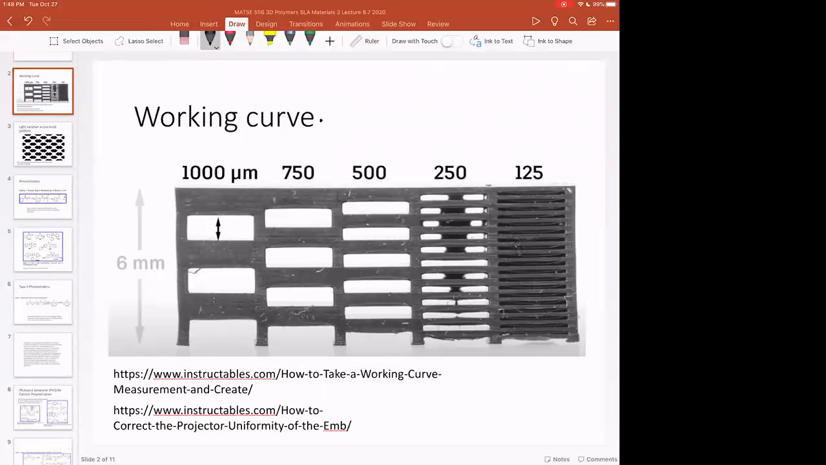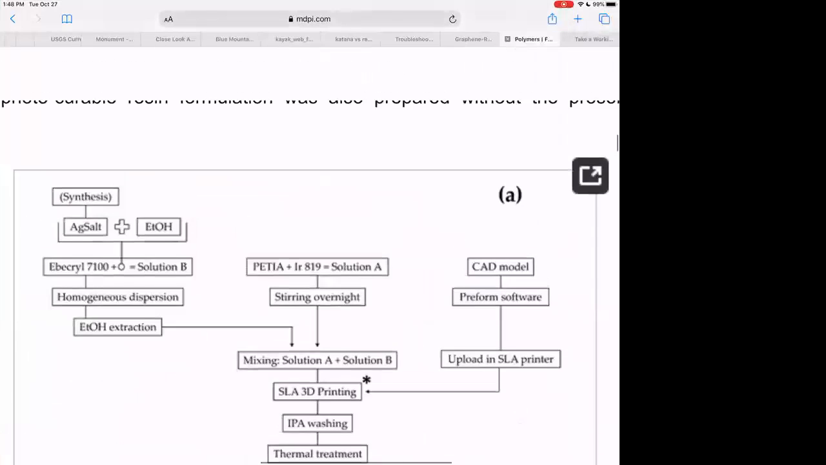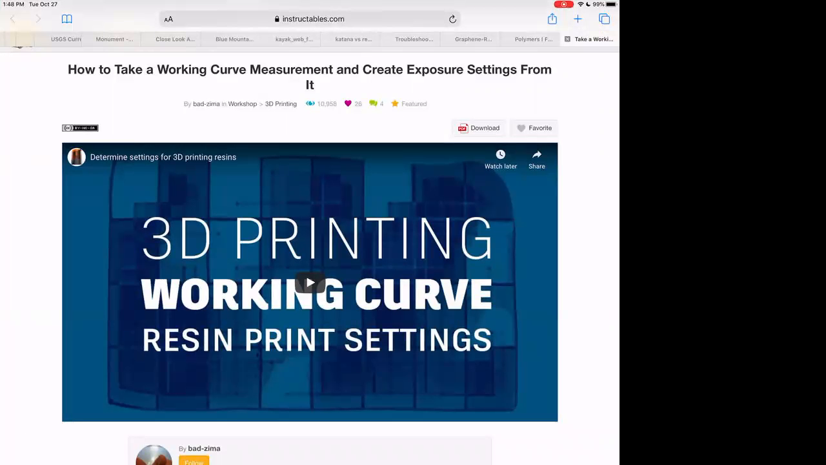And it just so happens that Instructables has a really nice working curve tutorial that we're going to go through. This Instructable was made by folks from Autodesk that built their own printer called an Ember. So they're going to talk about this Ember, which is not readily available now, but certainly the Autodesk people know what they're doing. So let's go to this link. I think I have it queued up, and we'll hear about how to take this working curve and really tune in your printer for a very specific resin and very specific resolution.